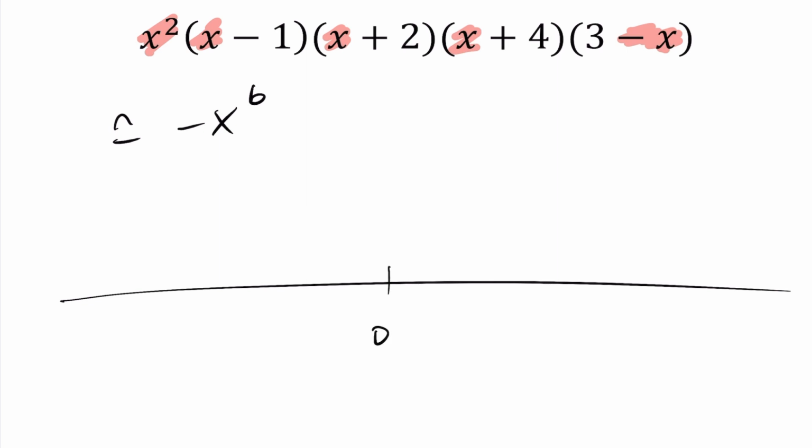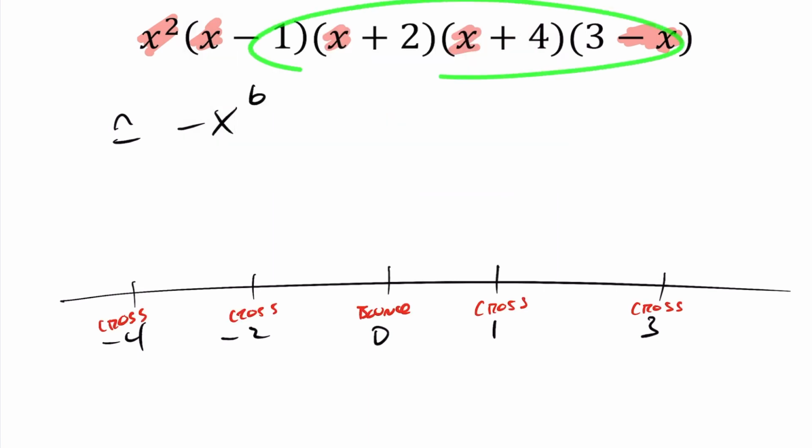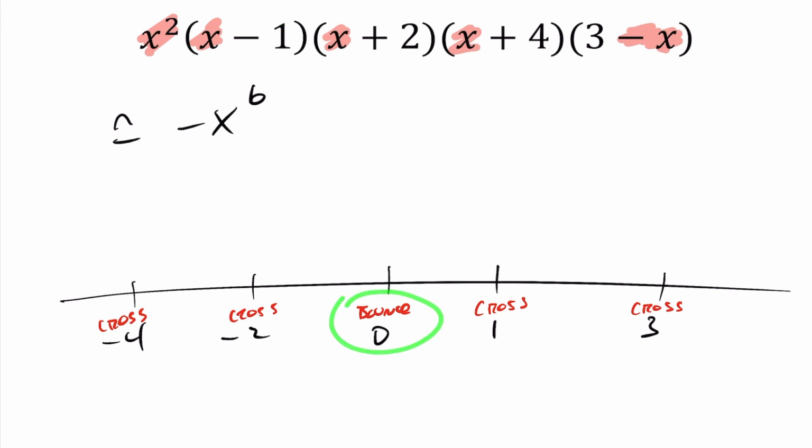We have a root at 0, another at 1, another at negative 2, another at negative 4, and then another root at 3. And let's label what's going to happen as we approach these roots. And you can see here the powers in all of these roots are odd with the exception of our root at 0. So we're crossing everywhere except for at 0, where we're going to bounce.